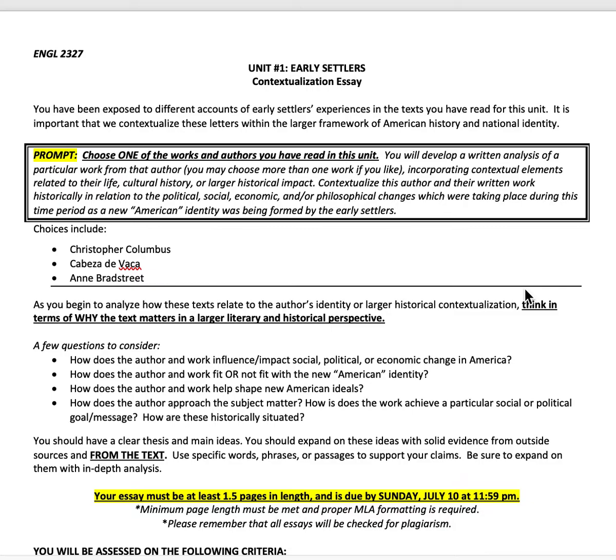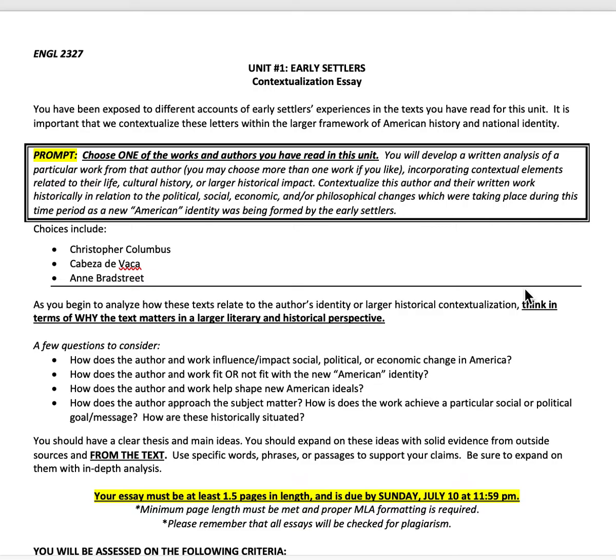You're going to incorporate contextual elements relative to their life, the cultural history, or the larger historical impact in your analysis. But it's very, very important that you keep the focus on analyzing the text as a piece of literature. So do not let this become a biography essay. Do not let this become a history essay. Think of how I'm breaking down the piece of literature in the lectures. That's the kind of literary analysis you should be doing.